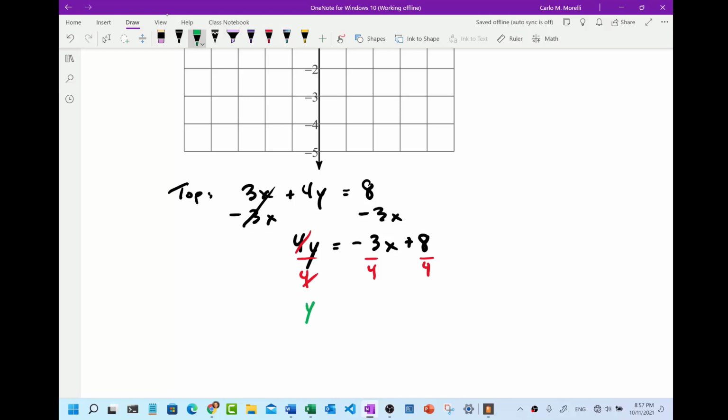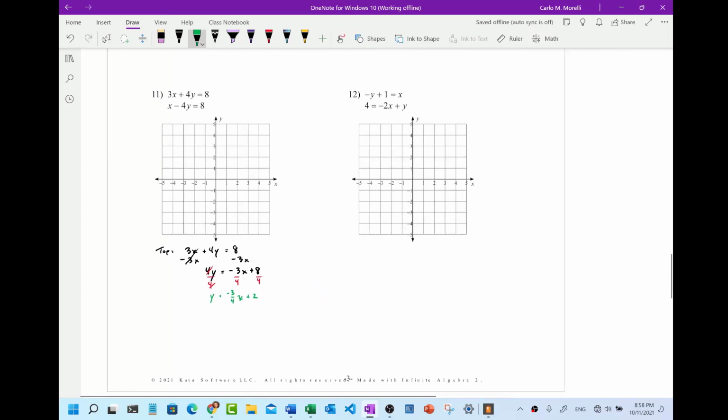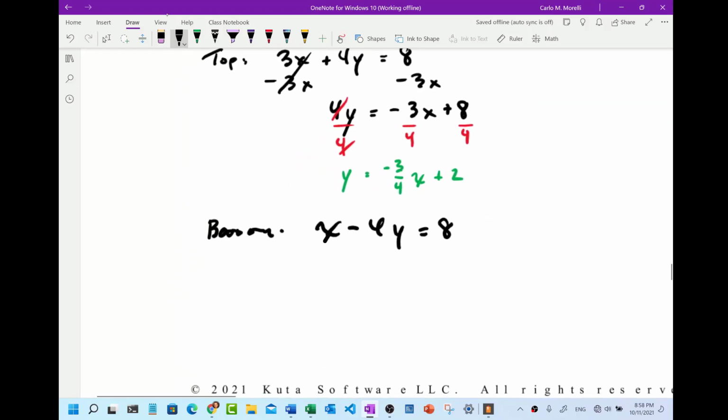And I have y equals negative 3 over 4x plus 2. Okay, so that was one of my equations, and now my second equation. This is the bottom equation. And that was x minus 4y equals 8. All right, and I like to put the 1 here.